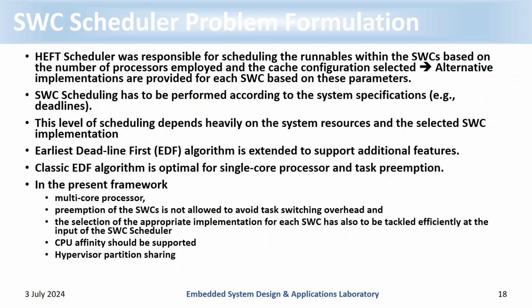The classic EDF algorithm is optimal provided the system has a single core processor and task preemption is allowed. However, in the Xandar project, first of all, the hardware target platform consists of multiple multi-core processors. B, the preemption of software components is not allowed in order to avoid task switching overhead. And C, the selection of the appropriate implementation for each software component also has to be tackled efficiently at the input of the software component scheduler.